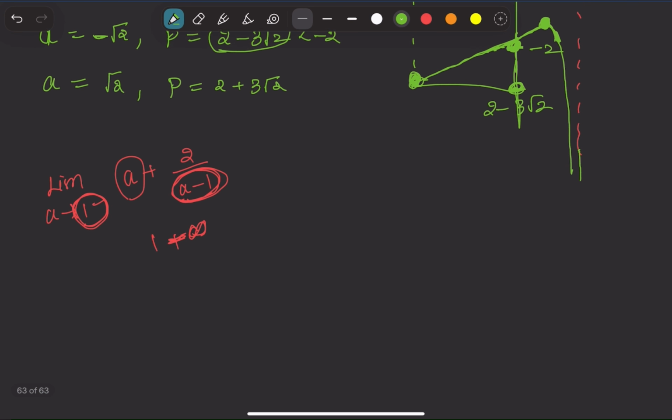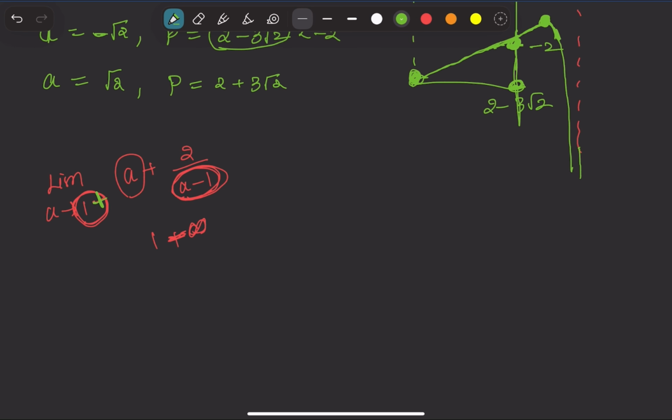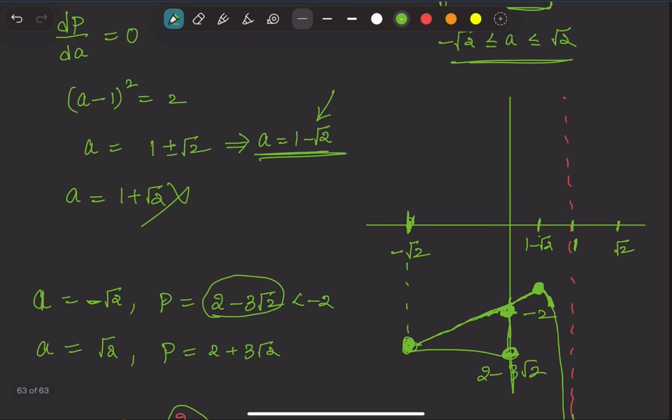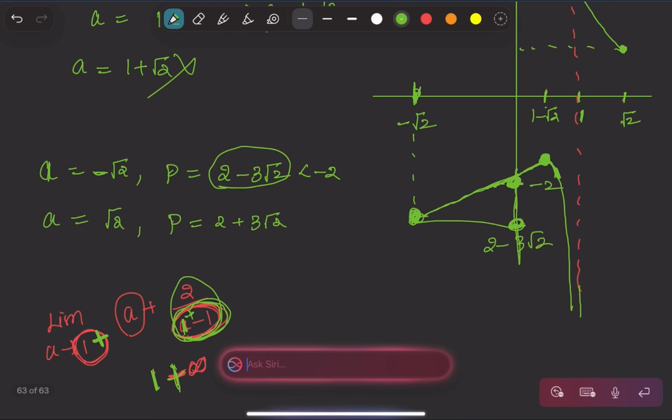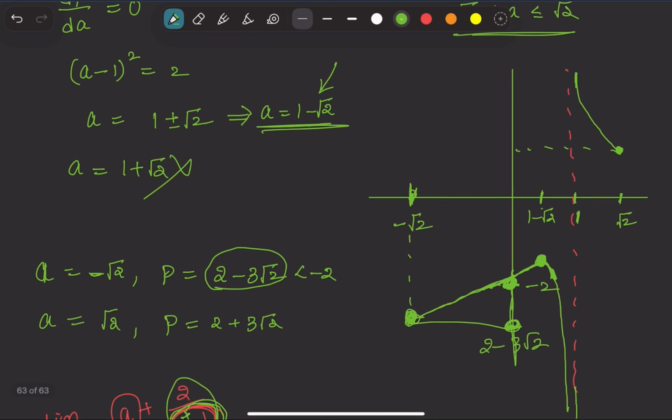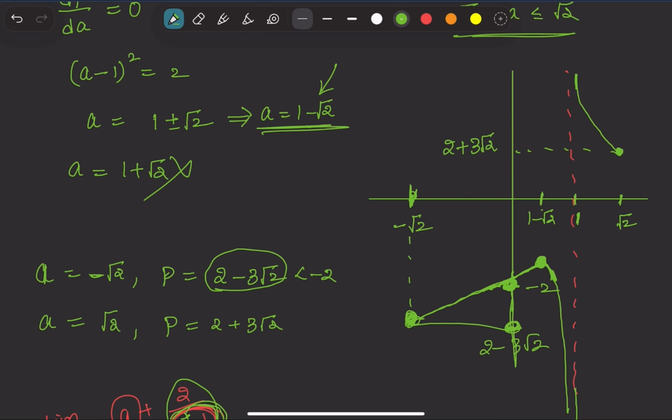Similarly, if we are approaching 1 from the right hand side of 1, this is 1 plus. So this will be 0, and this whole term will be infinite, but it is positive infinite. So it is 1 plus infinite, so that will be infinite. At 1, it will be at infinite, and it will keep decreasing and reach root 2. And at root 2, the value of the function is 2 plus 3 root 2.